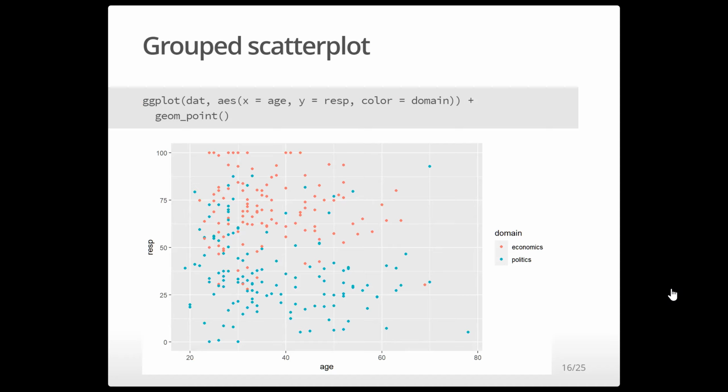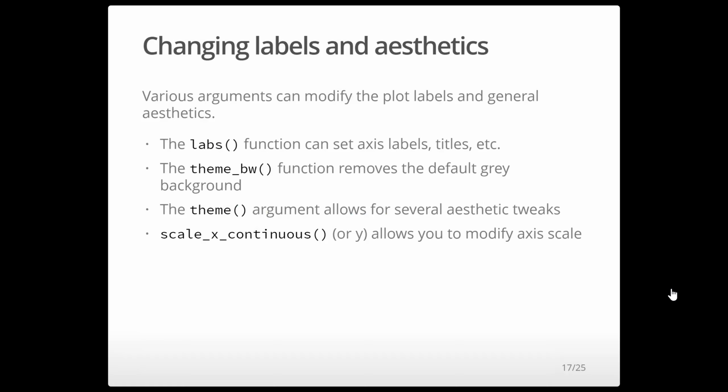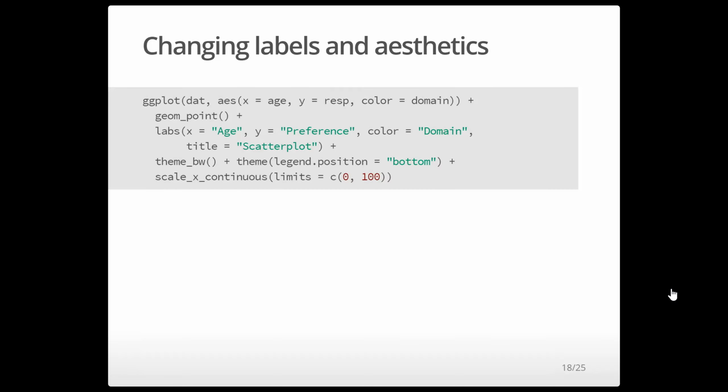We can also change the labels and aesthetics using various extra arguments in ggplot. It's a little bit different than base R, again, because we're adding things on with the plus instead of adding extra arguments inside the plot function. So here are some examples. The labs function can help set axis labels and titles. The theme_bw argument gets rid of that sort of funky gray background that's the default in ggplot. The theme argument on its own allows for several aesthetic tweaks that you want to make, and then scale_x_continuous or scale_y allows you to modify the axis scales.